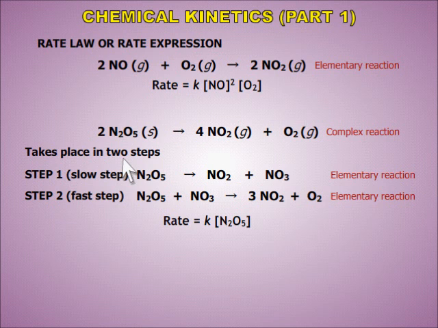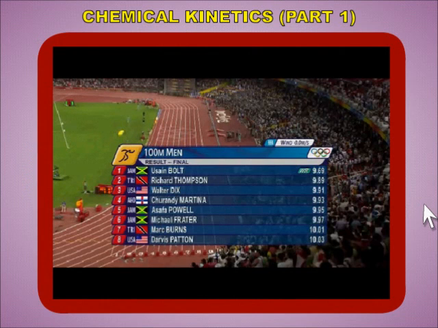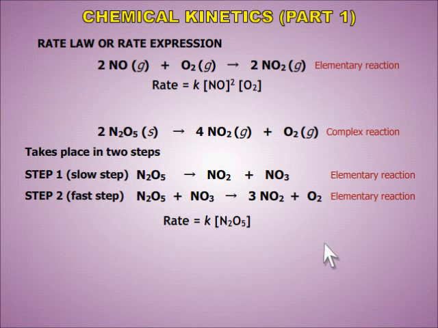Now let's forget chemistry for a while and see this. This is the final result of the men's 100-meter sprint event in the Beijing Olympics. See the result. The time required to complete the sprint event is not this time. The slowest athlete takes the longest time, and this is the time required to complete the event. Now come back to chemistry again. Here, this is the slowest step, and this will determine the time of the reaction and not this step.